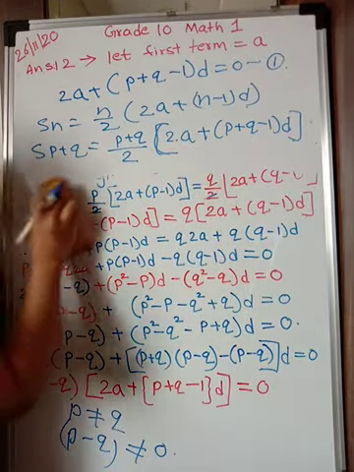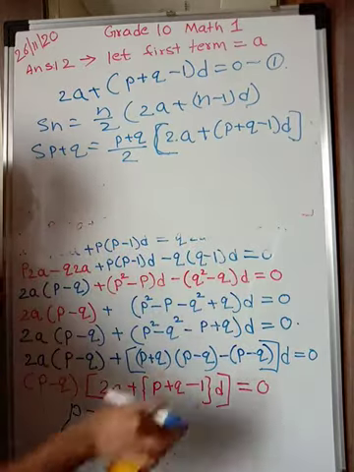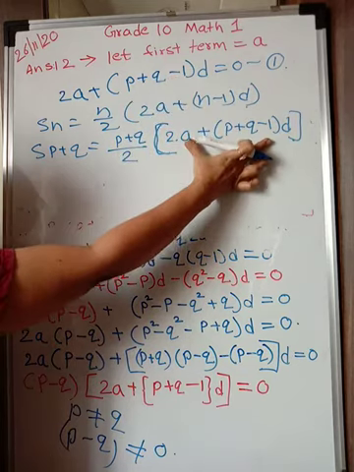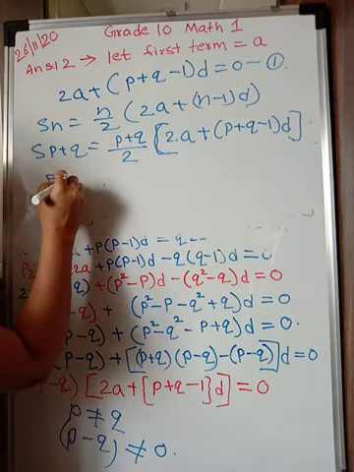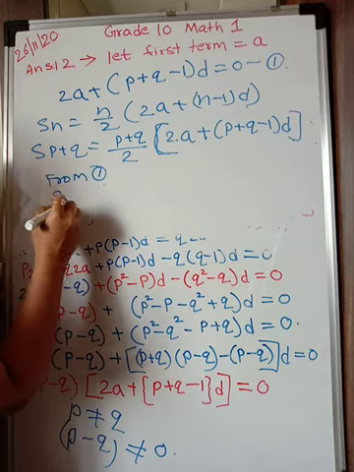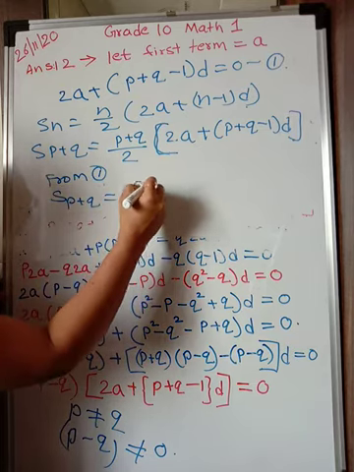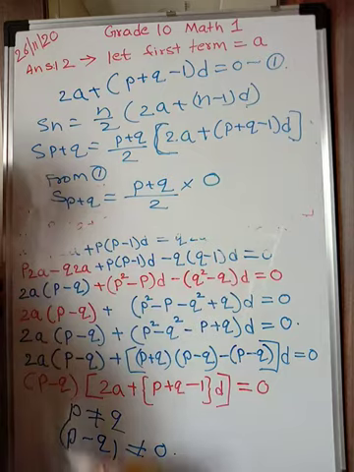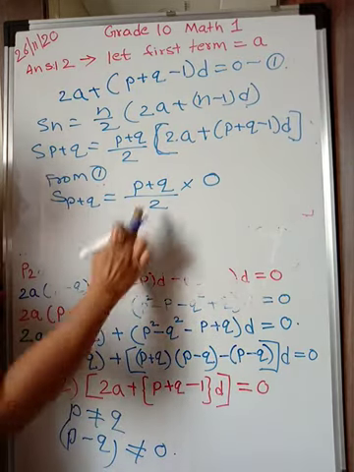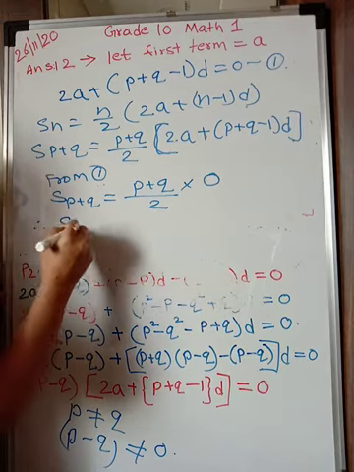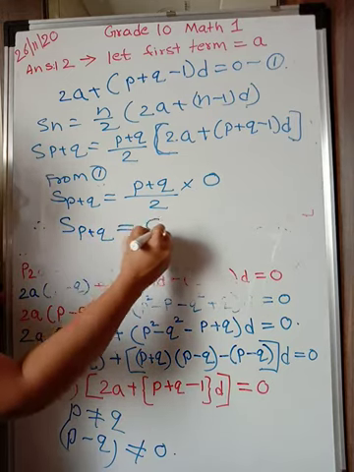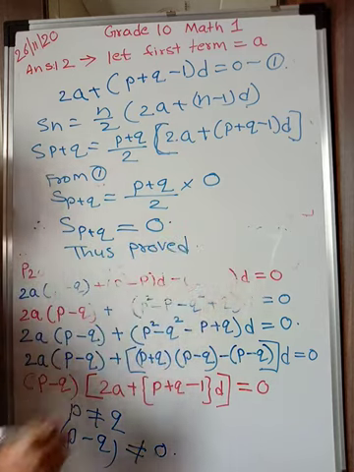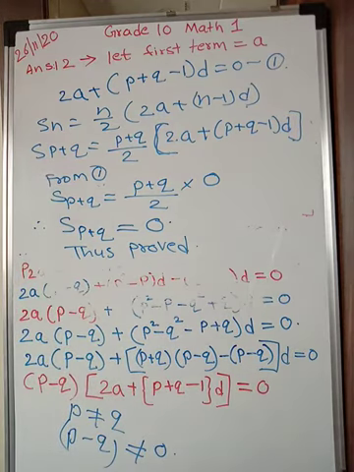Okay. But what is 1, you see? Step 1 is 2a plus p plus q minus 1 into d. This whole is 0. This is same as this. So from 1, S of p plus q is equal to p plus q upon 2 into this whole bracket, which is 0. Alright. Now 0 into any number is 0. Therefore, S of p plus q is also equal to 0. Thus, proved. Have you understood, students? Alright. So please pause the video and take down all the steps.